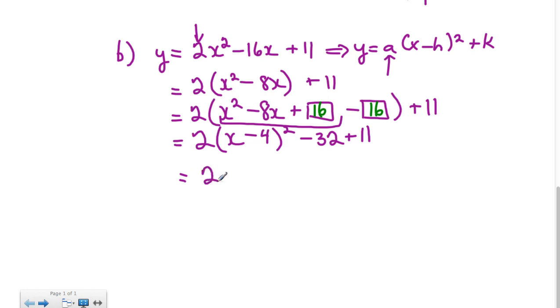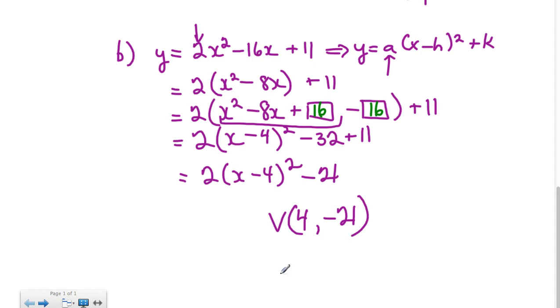So I'm going to have 2 times x minus 4 squared, and then minus 32 plus 11. Minus 32 plus 10 is minus 22, plus 1 more, so it would be minus 21. So therefore, I've got this now in vertex form, so I know that my vertex is going to be the opposite of my h value and then my k value taken as is.